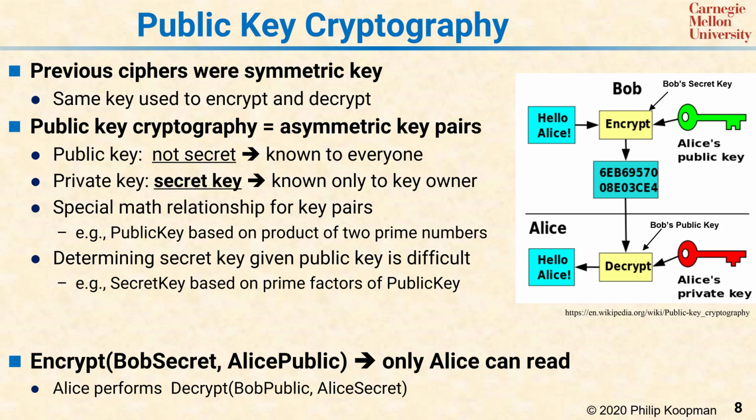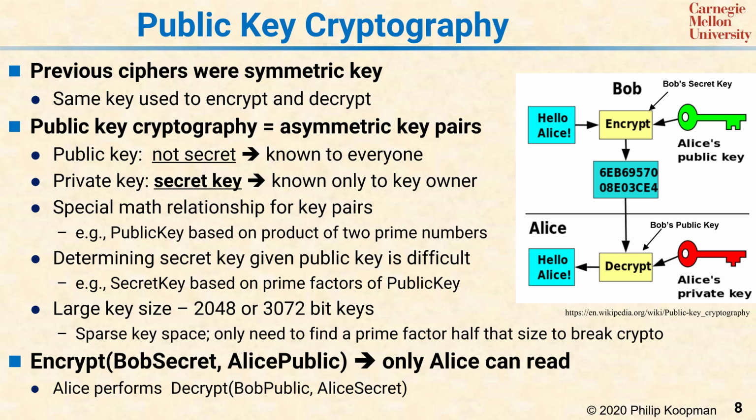This is computationally expensive and it requires huge key sizes. Typically you'll see, in the old days, 1024-bit keys, but now it's more likely 2048-bit keys or maybe even 3072-bit keys for a long-lived embedded system. Not every key works because the only valid public keys at these huge sizes have to be products of two primes. So the key space is relatively sparse, a lot of values aren't valid keys, and in order to break this, you don't need to try all possible 2 to the 3072-bit keys to break it.